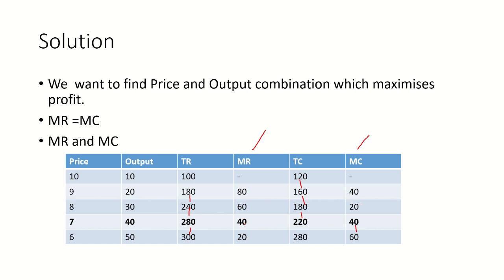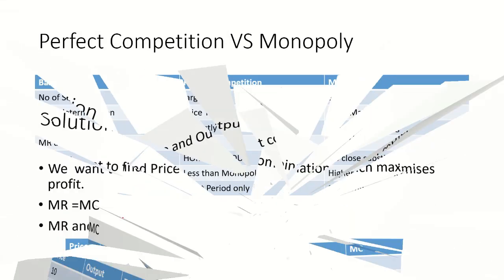Okay, so when we analyze this table, we can see that the MR and MC are equal at the output of 40 and the price of 7, so the price and output combination is 7 and 40 to attain the equilibrium. Okay, so next assignment is that you want to find out this answer. You want to type this answer.